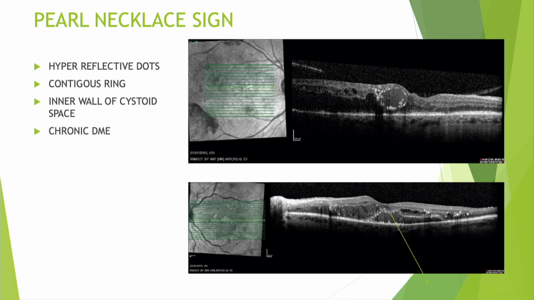In a long-standing edema, you can have a pearl necklace sign, which is the arrangement of hyperreflective dots in a linear pattern on the inner wall of the cystoid process, and usually they leave behind visible hard exudates and rarely disappear completely. And when subfoveal in location, they are associated with a poor prognosis.